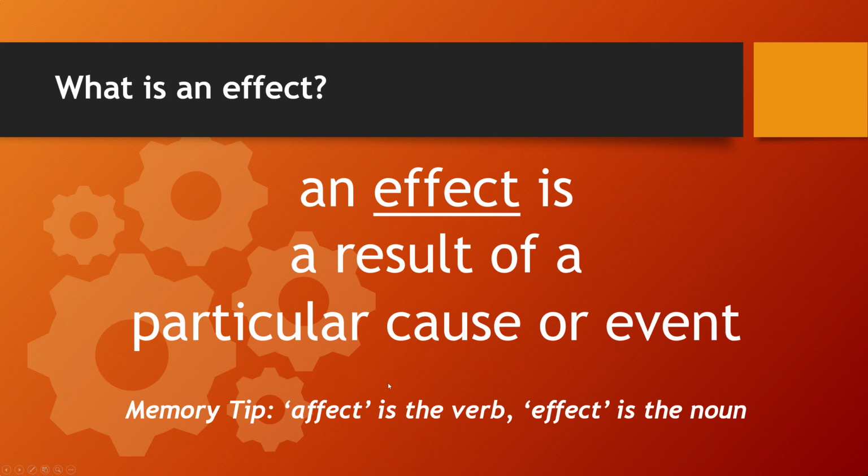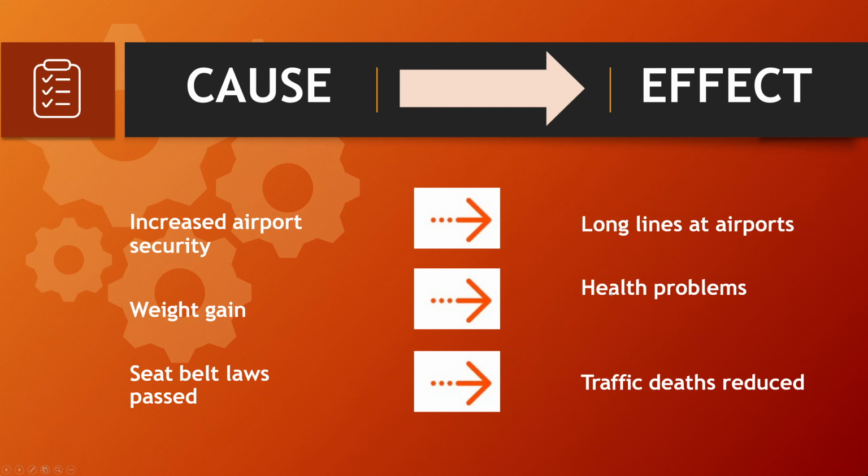Okay, so if I am hitting someone in the head, I am affecting, with an A, their ability to think. I'm doing an action to them. The effect of me hitting them in the head is that they can't think. That is a thing. The thing that happens because I hit them is that they can't think. That's effect. So some general causes and effects there, like weight gain, health problems, seatbelt laws, traffic deaths reduced, cause, effect.